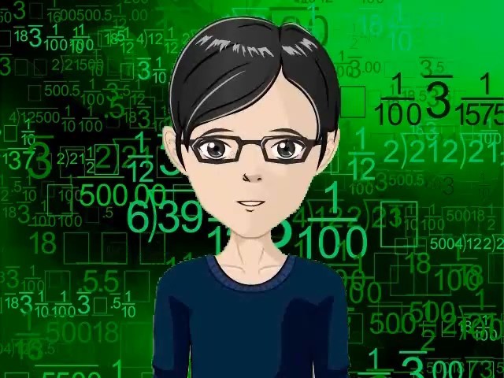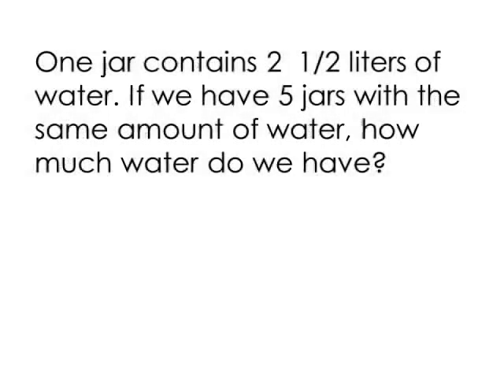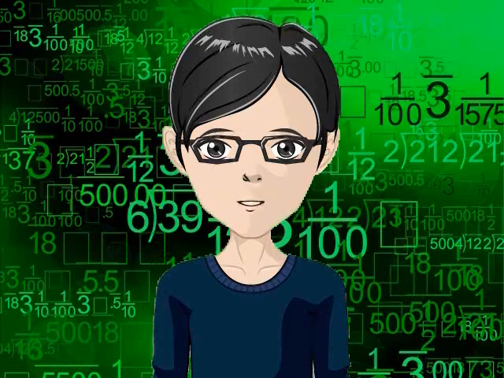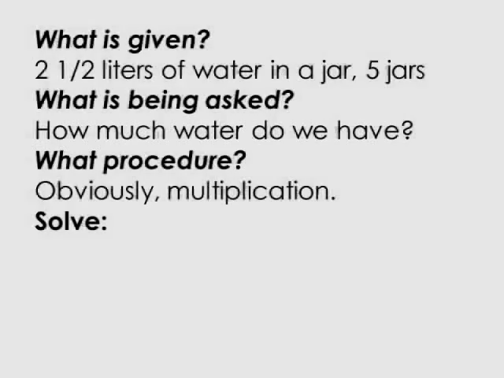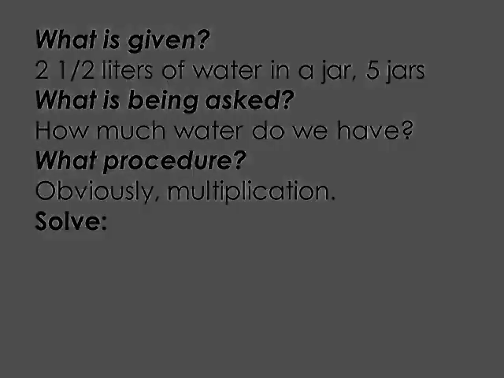Another example. 1 jar contains 2.5 liters of water. If we have 5 jars with the same amount of water, how much water do we have? Let's do the steps. What is given? 2.5 liters of water in a jar. 5 jars. What is being asked? How much water do we have? What procedure? Obviously, multiplication.